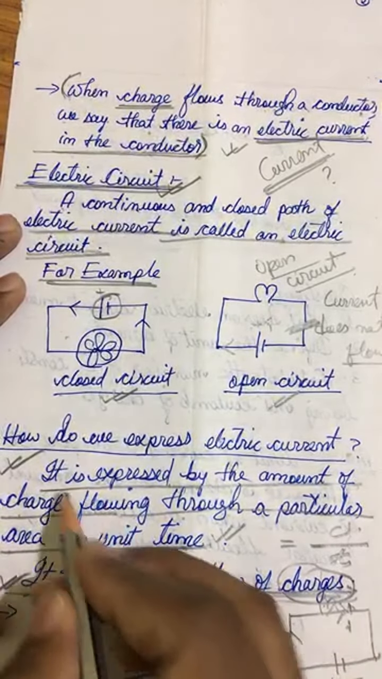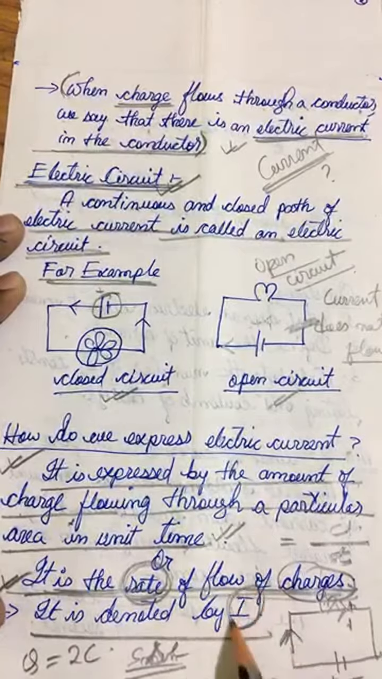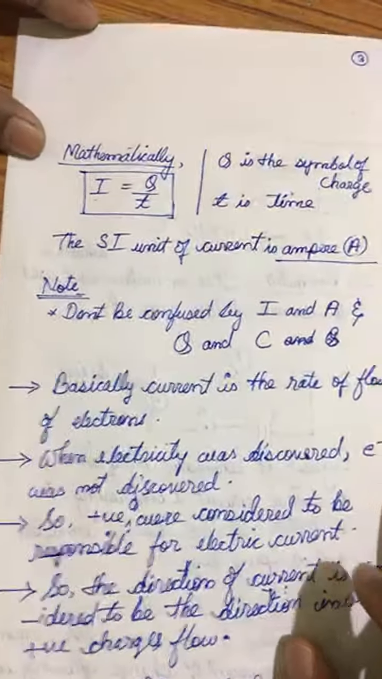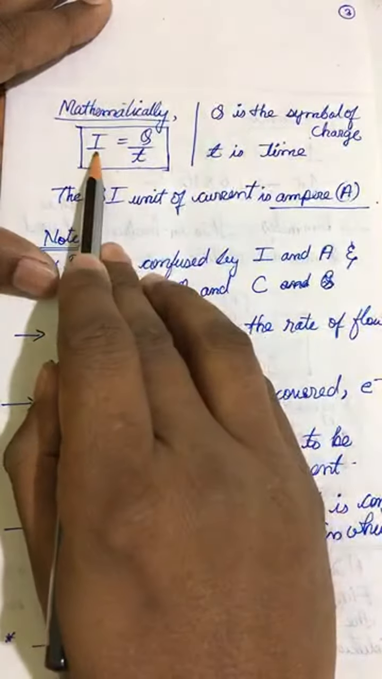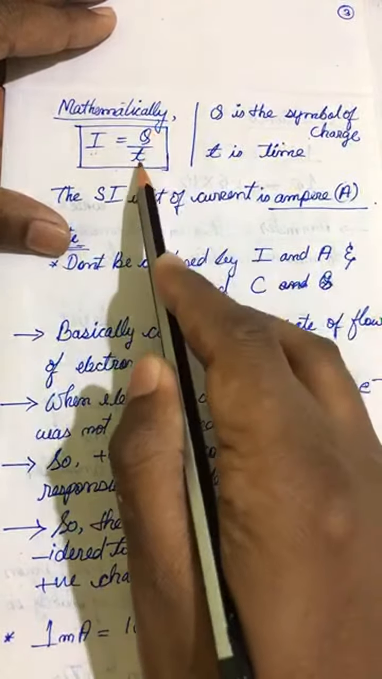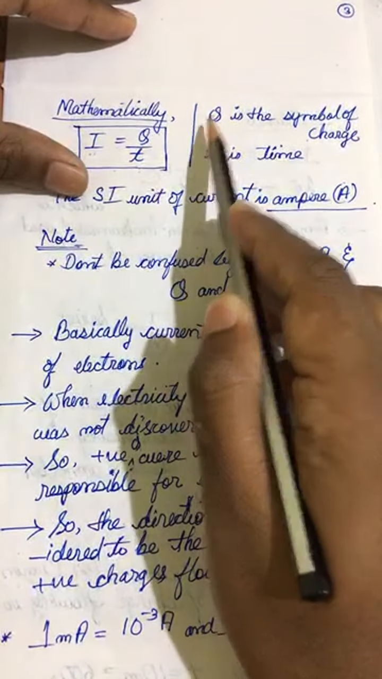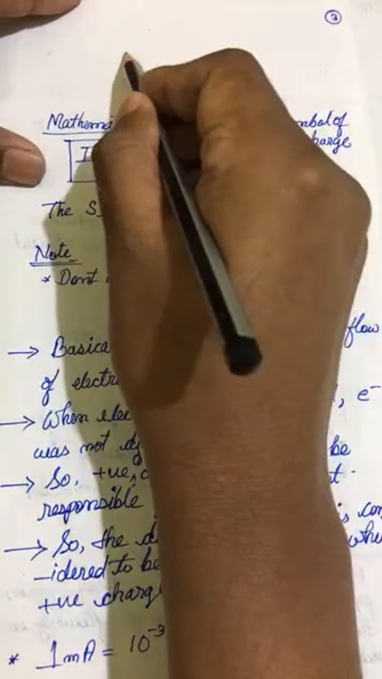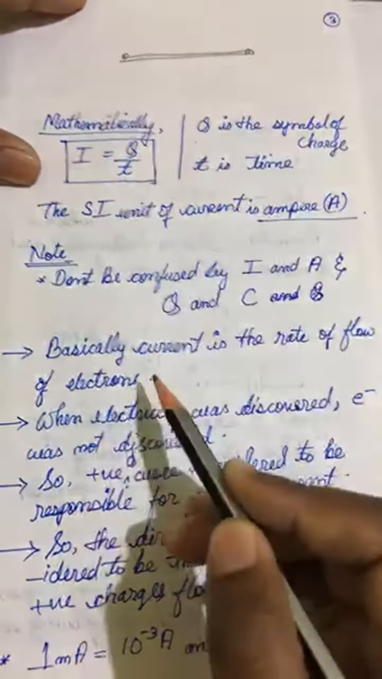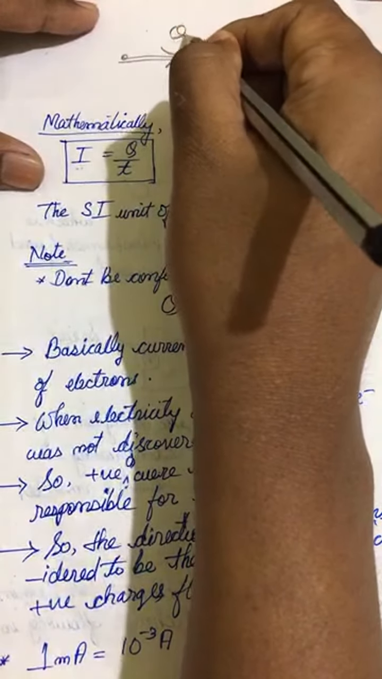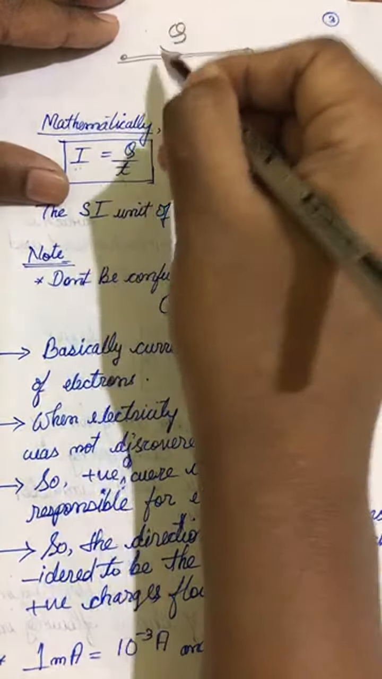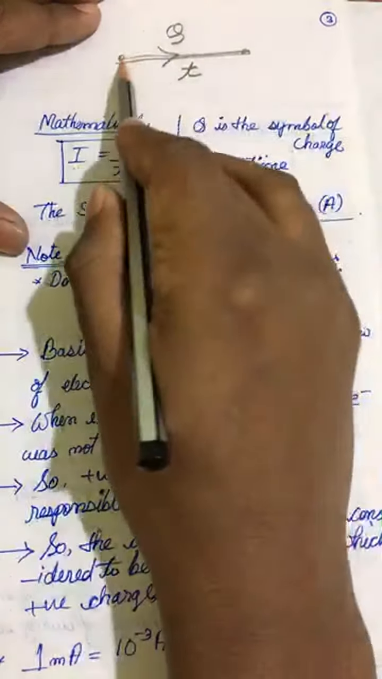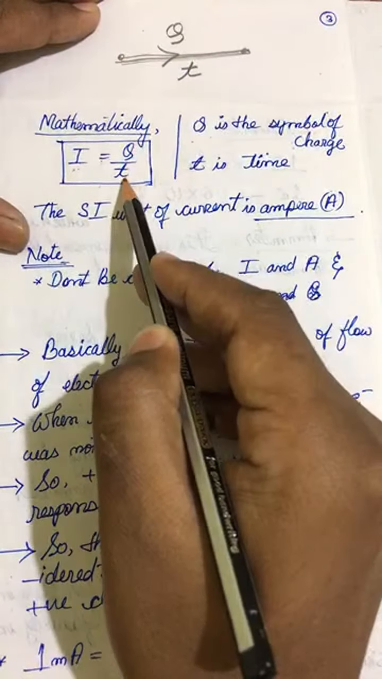Electric current is denoted by the letter I. So mathematically, electric current is equal to charge divided by time, I = Q/T. Q is the symbol of charge. Once again, let me explain this term. Suppose I have a conductor. If Q amount of charge passes through this conductor in time T, then the current flowing through this conductor, I, is equal to Q divided by T.